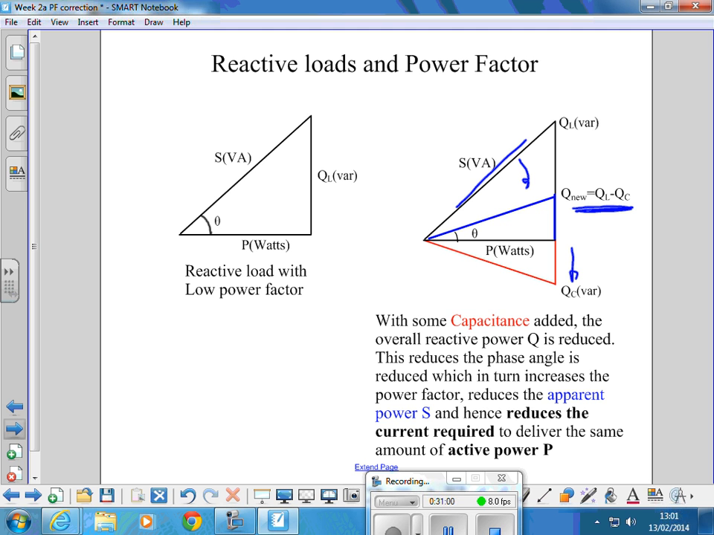Yeah? So by reducing that angle, by introducing some capacitors into the circuit and reducing that angle, I've actually improved the power factor and reduced the amount of current needed to draw to power that exact same load. Right? Yeah.